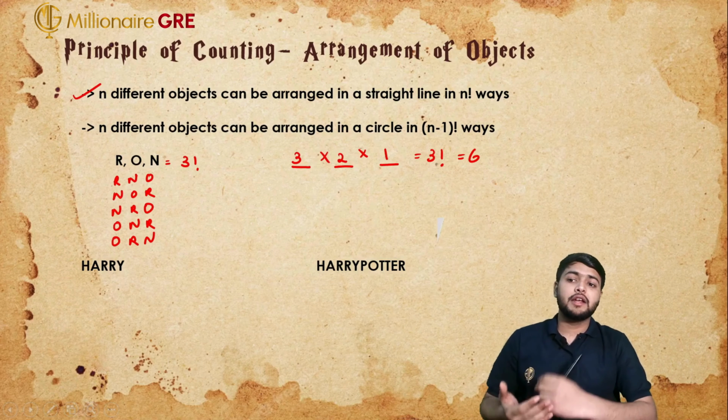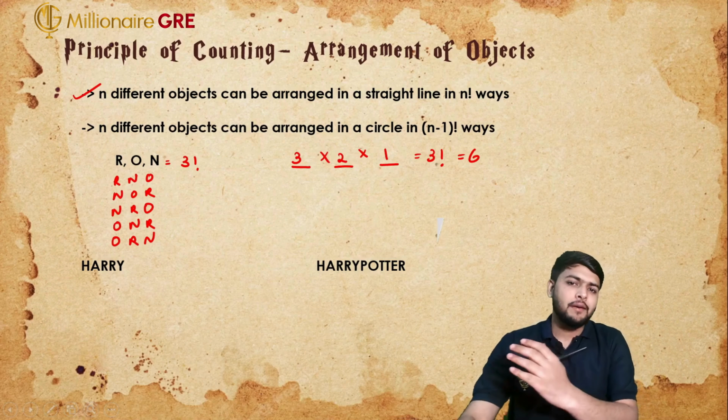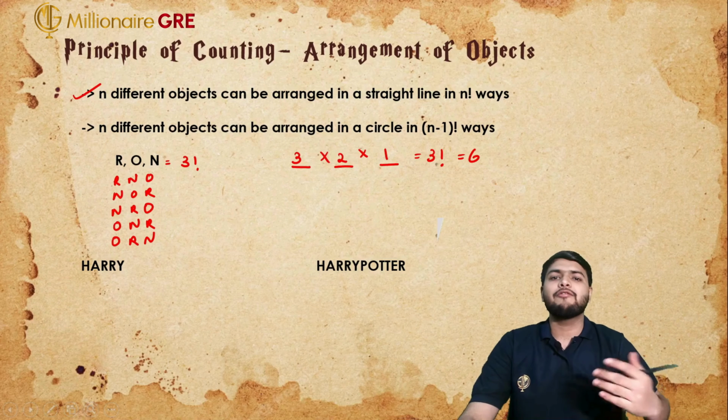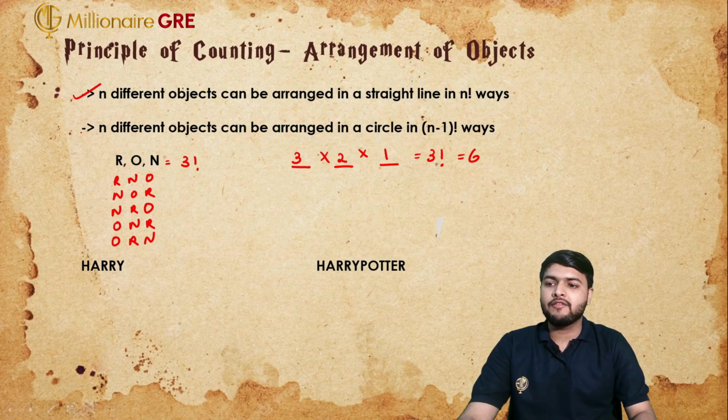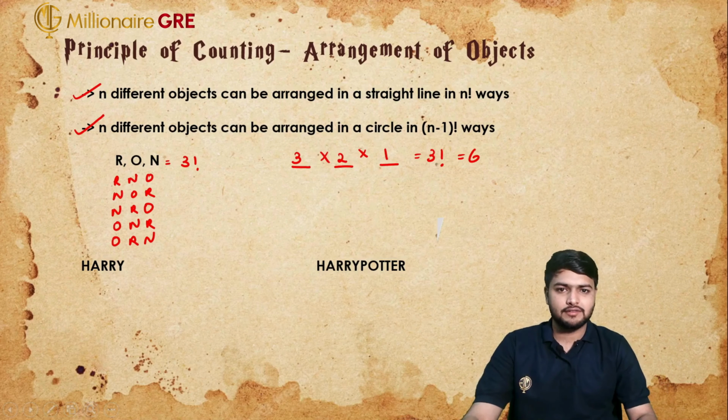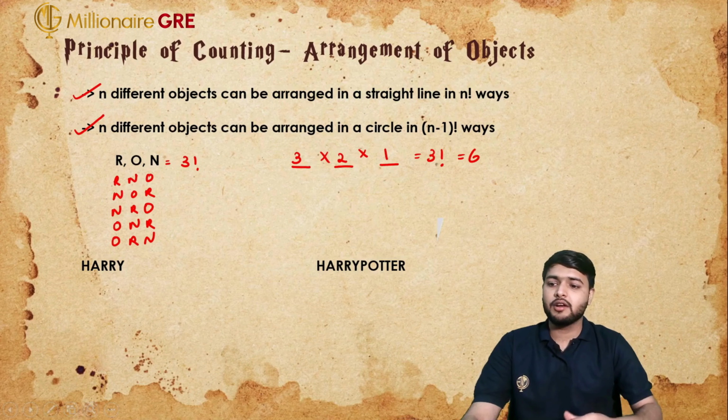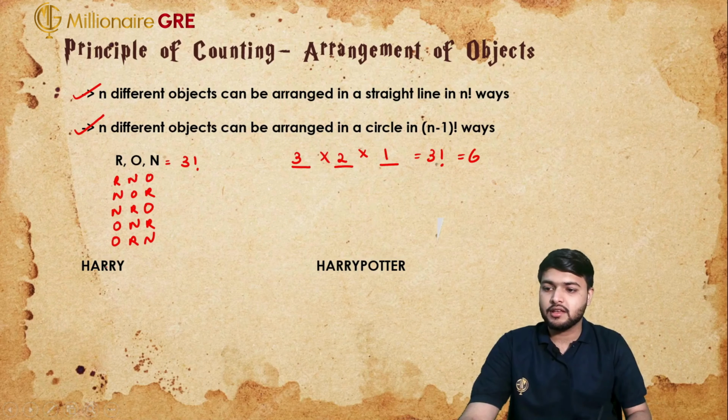So let me reiterate, n different objects can be arranged in a straight line in n factorial ways. Similarly, n different objects can be arranged in a circle in n-1 factorial ways. Let's have a look at a few other examples.